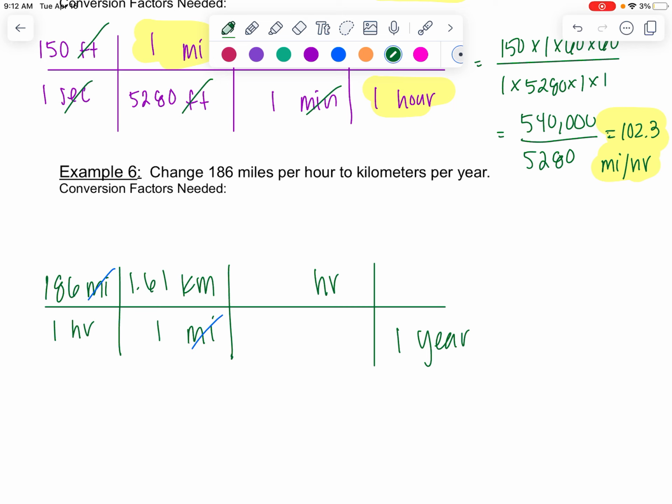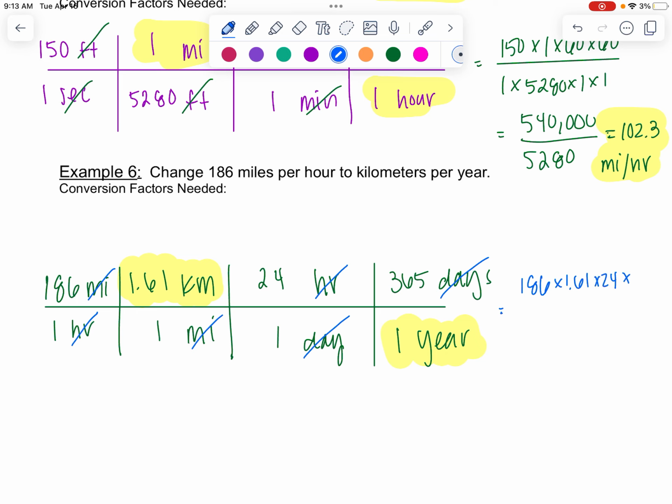Eventually we are going to get to years, so I'm going to create days. In 1 day, we have 24 hours. That's when our hours will cancel out. And for that final conversion, how many days are in 1 year? 365 days, and those days cancel out. We are left with our kilometers and our year, so we can multiply across the board. This will be 186 times 1.61 times 24 times 365 all over 1 times 1 times 1 times 1.